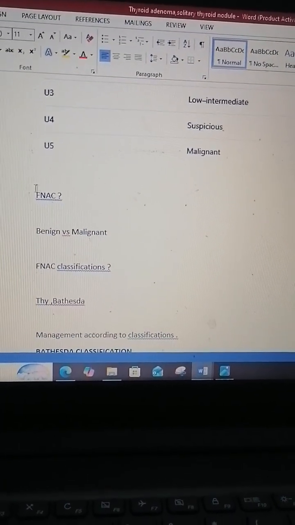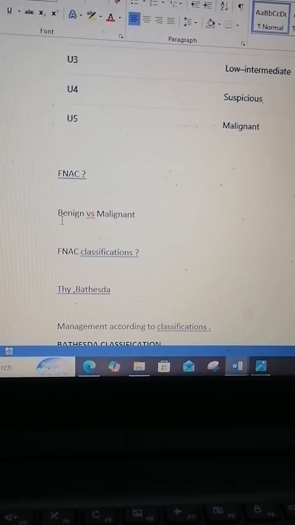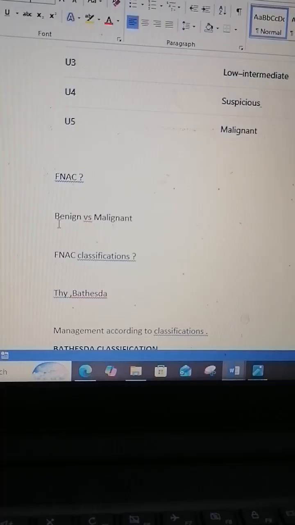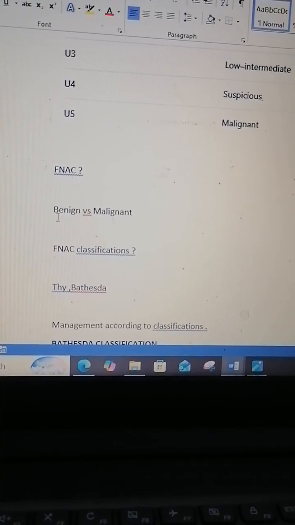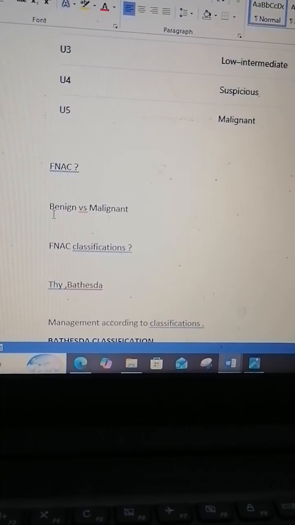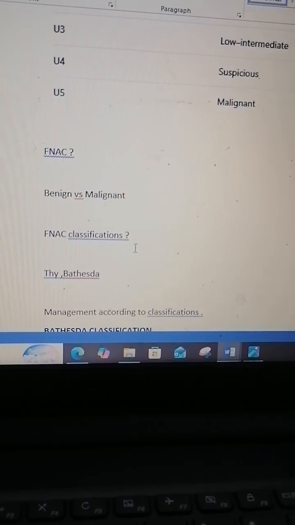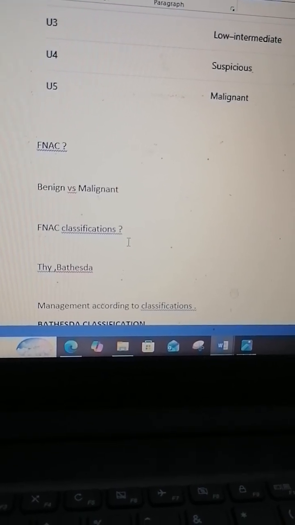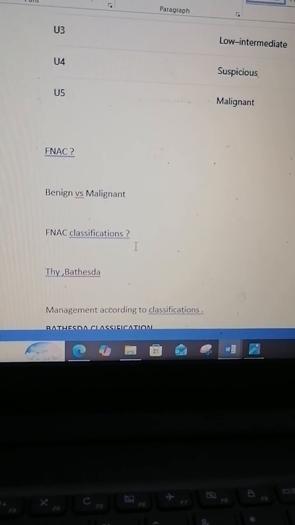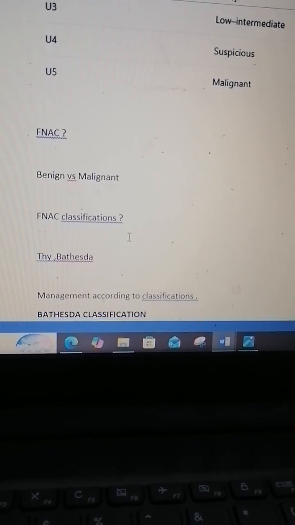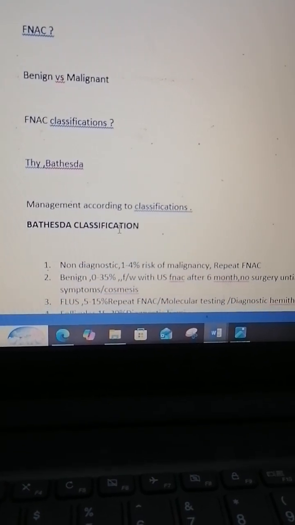Next, what does FNAC show? It is most specific for thyroid swelling, and it gives an idea of differentiation between benign versus malignant swelling. What are the FNAC classifications? There are two most important classifications of FNAC, which are Thy and Bethesda. And management of the swelling will be according to the classification.